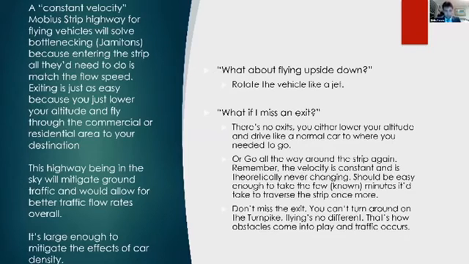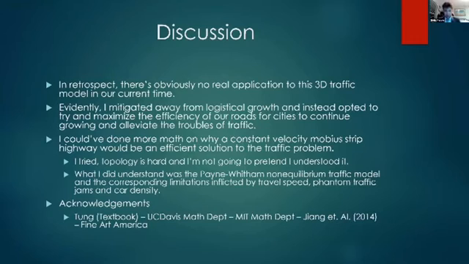And in retrospect, there's obviously no real application to this 3D traffic model in our current time. We don't have flying cars. That's obviously not a thing. I ended up coming here just because I go from one topic to the other, and as I keep doing research, I get absorbed into another thing. With that, I wanted to ask if any of you had better ideas for shapes other than a Mobius strip. Klein bottle.